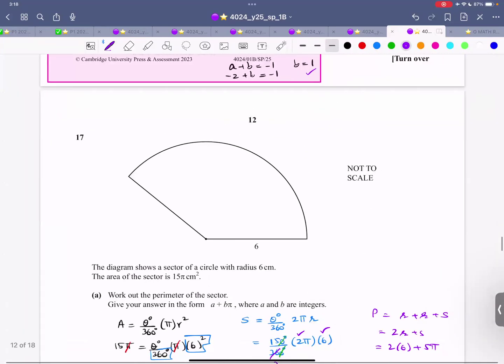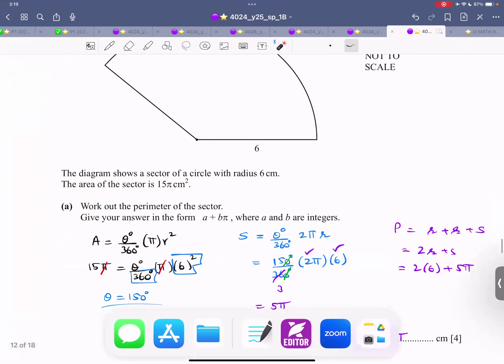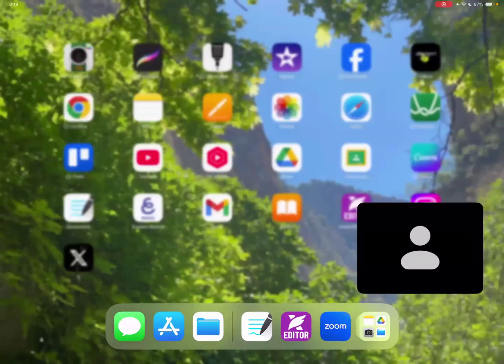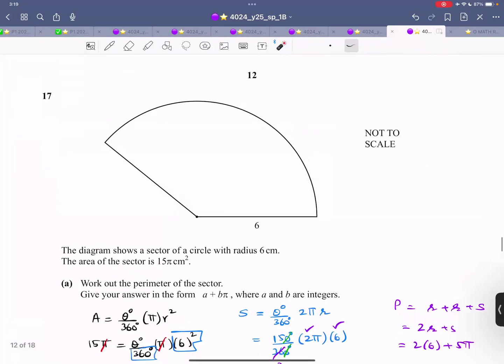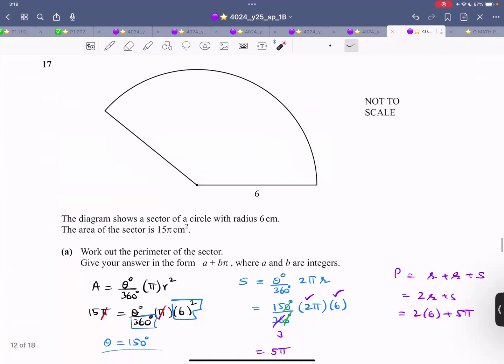Question number 17. It says the diagram shows the sector of a circle of radius 6. The area of the sector is 15 pi. Work out the perimeter of the sector. Now the perimeter of the sector should be the radius plus the arc length.